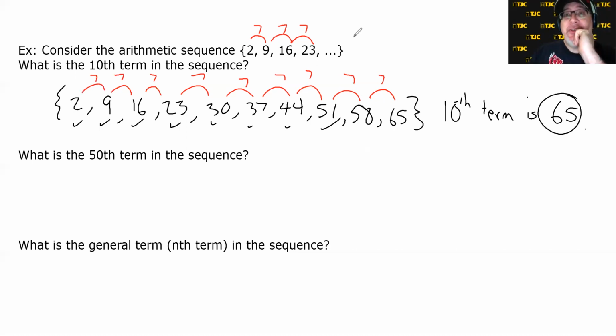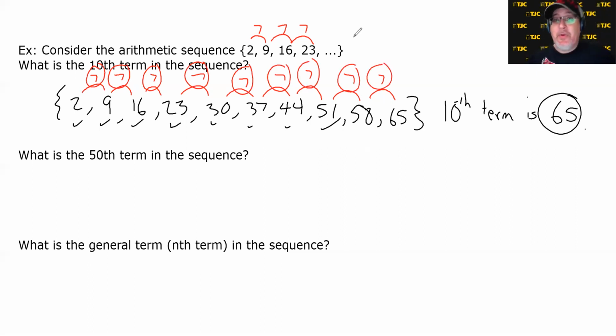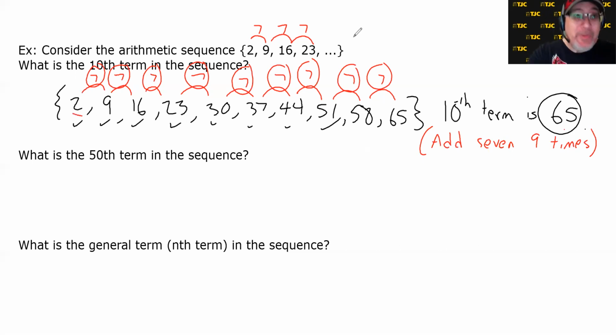So to get to the 10th term, how many 7s do you have to add from the beginning? If you said 10, count again. 1, 2, 3, 4, 5, 6, 7, 8, 9. We only had to add 7 9 times. So why do we not have to add it 10 times? Because when we add it the first time, we're already at the first term and it takes us to the second. We don't have to add 7 to get to the first term. We're already at the first term.